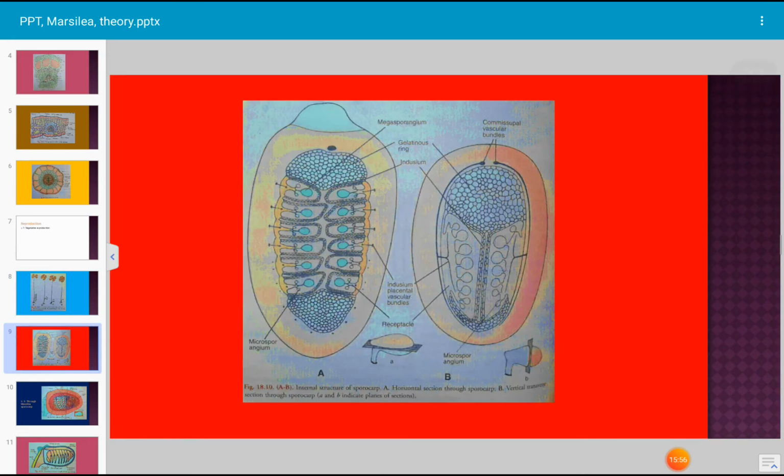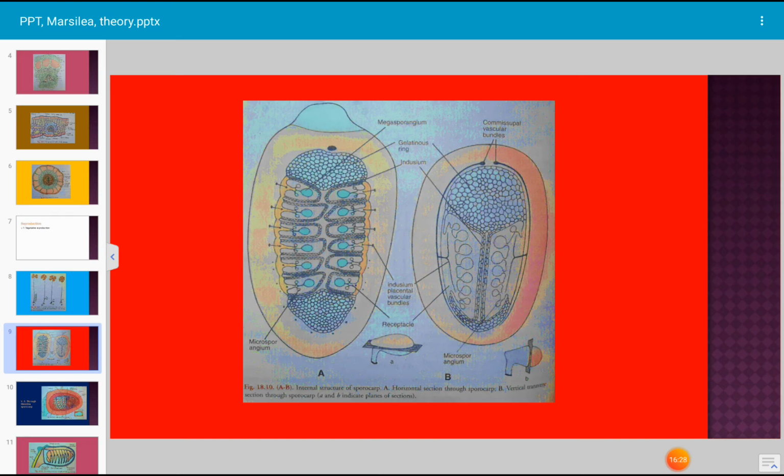This is the internal structure of the sporocarp. To study the internal structure of the sporocarp, sections cut in the longitudinal and transverse planes at right angle to the flat surface are required. The internal structure of the sporocarp is seen in transverse, longitudinal and dorsiventral sections as shown in the photograph. Let us see all types of sections. Let us see first the transverse section.